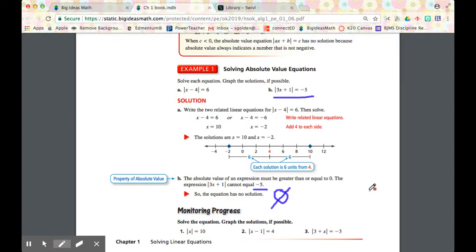I want you to attempt problems 2 and 3 at the bottom. You don't have to do number 1. You can for extra practice, but do problems 2 and 3. Pause the video so you can work them out. And then when you press play, I will work them out on the board for you.